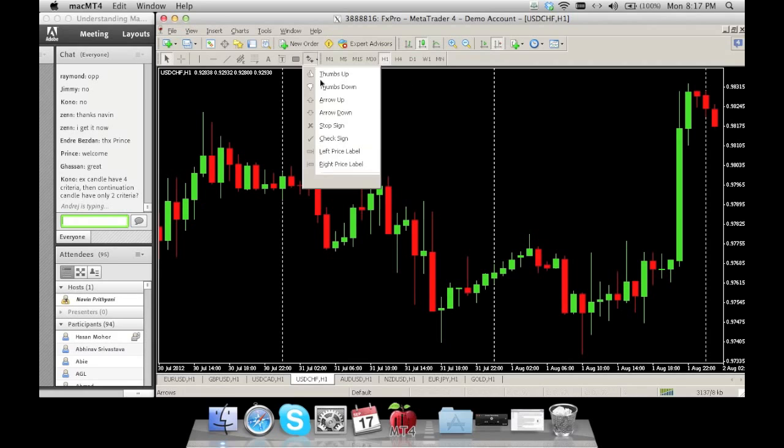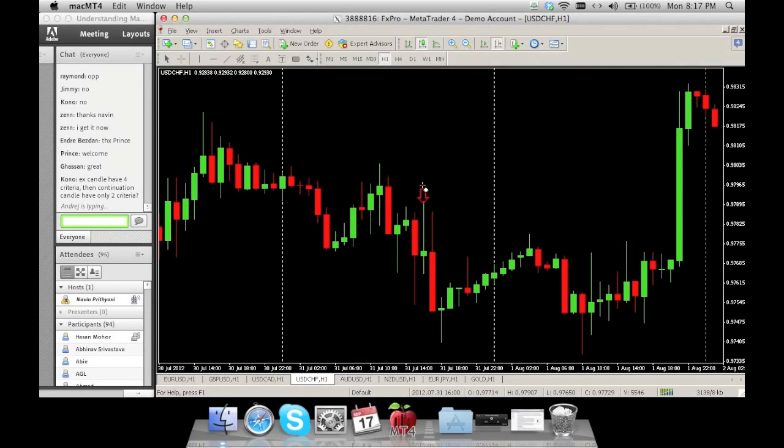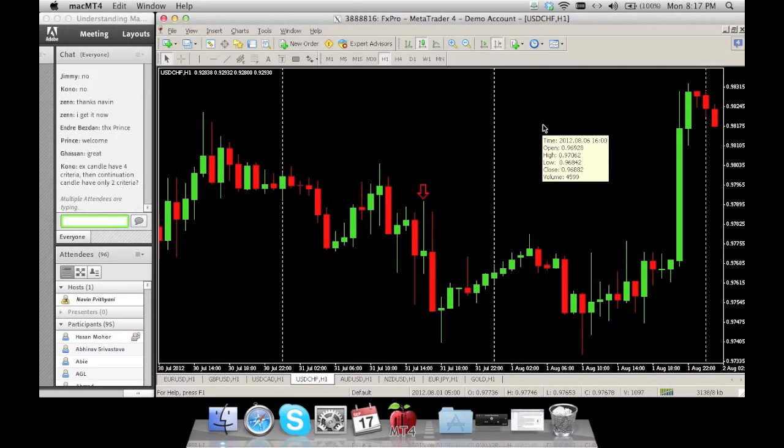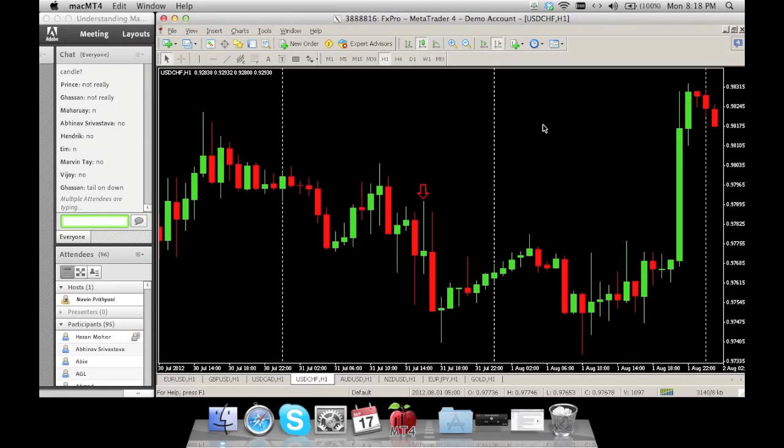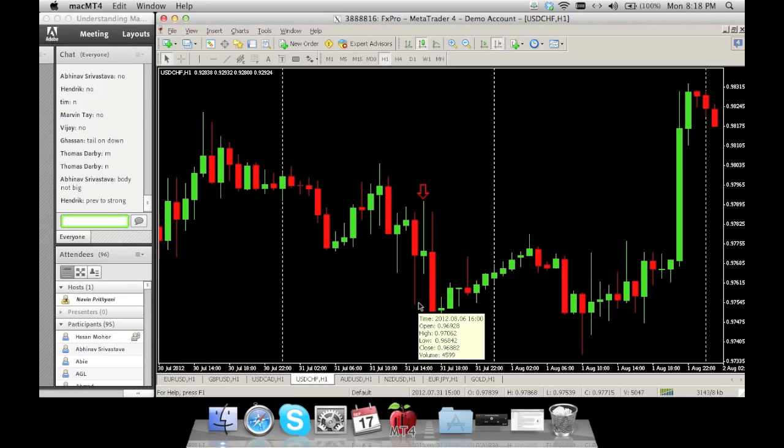Now, is this a trend continuation pattern? Not really, no. Good, very good. Not a trend continuation pattern. First of all, the immediately previous candle, forget the body and everything, the previous candle is way too big. Okay, Hendrik, very good. Okay, moving forward.